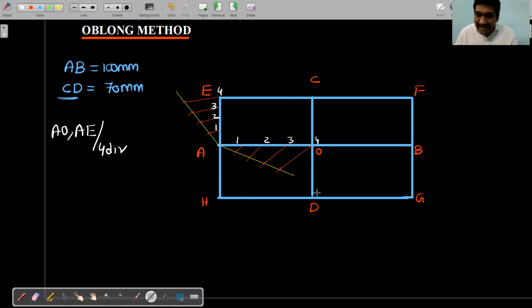Okay, from this point D, listen carefully. From this point D, we join all the points 1, 2, 3. Already this D4 is connected. So again, I'm repeating, we have to join this point D with 1, 2, 3. Okay. And 4 also. But D4 is already connected. Right? Now, join this point C to 1, 2, 3. And C4 is already connected.